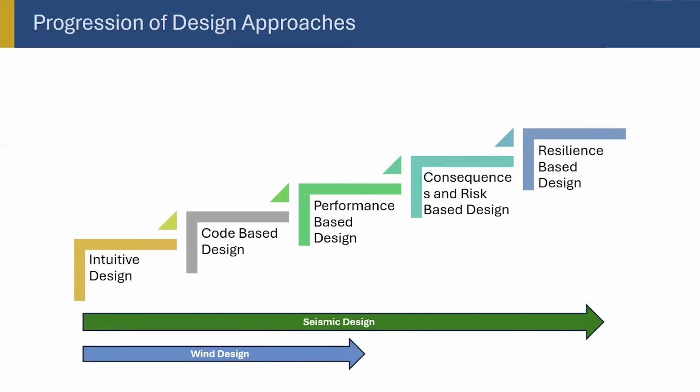Previously, wind was designed purely on code-based design. Now gradually, they are edging towards performance-based design. Earthquake has crossed performance-based design, consequence risk design, all the way up to resilience-based design. So earthquake is always ahead in the development of design methodologies, design principles, design equations. So earthquake design is far more sophisticated than wind design for normal buildings.